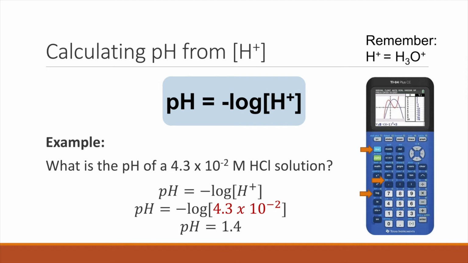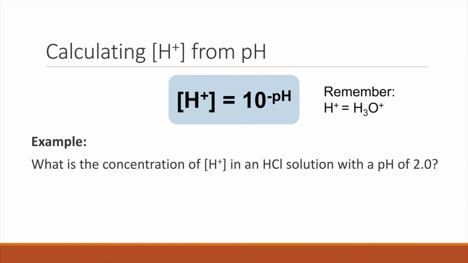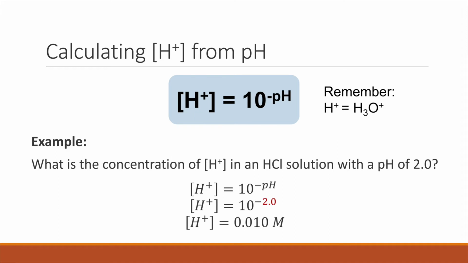So now that you know how to calculate pH, you can actually go the other way. So you can find the amount of H plus from the pH. Now the opposite function of log is 10 to the exponent. So the concentration of H plus is going to be 10 to the negative pH. That negative is carryover from the fact that it was negative log, so now it's 10 to the negative pH. So what is the concentration of H plus in an HCl solution with a pH of 2? Okay. So I've got my acid, I know its pH, I want to find the H plus. So I'm going to do 10 to the negative pH, that's 10 to the negative 2, which if we expand that out, it's 0.010 molar.